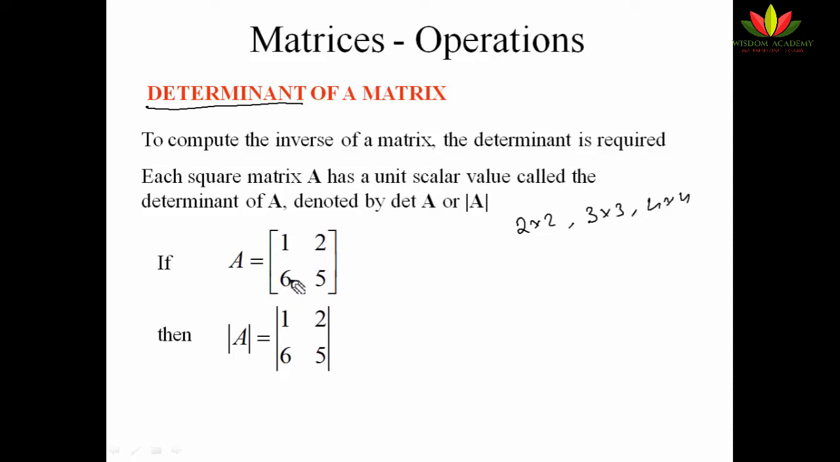If I am having a 2 cross 2 matrix like this, I will take it like this. If I multiply these two numbers and multiply these two numbers and subtract, the answer is known as the determinant. That is 1 into 5 minus 2 into 6. So 5 minus 12 is going to be minus 7. So this is the determinant of this matrix. So how to find the determinant of 2 cross 2, I taught you. How to find the determinant of 3 cross 3, that we are going to see.